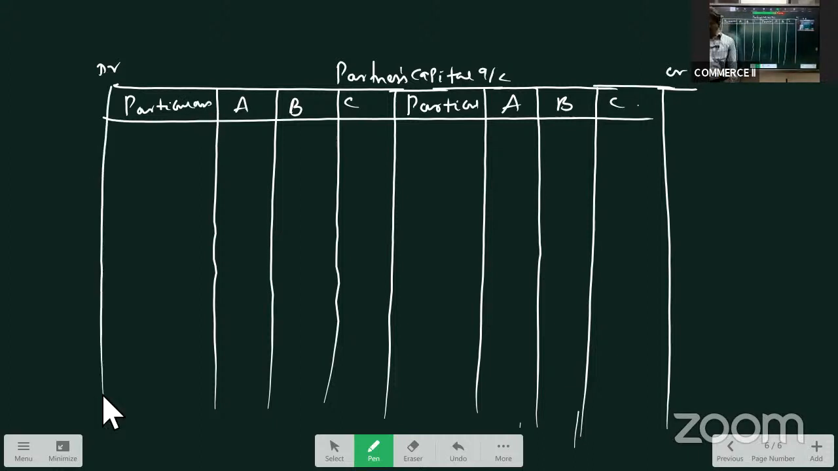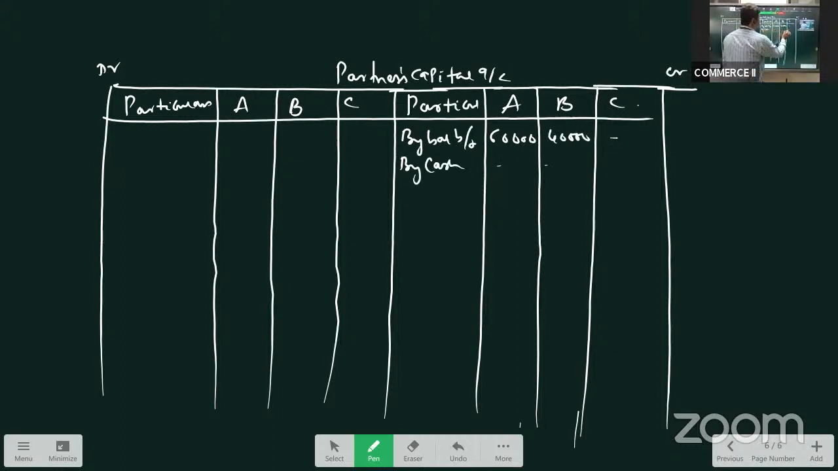So what are the items we get on the credit side? Usually we get 4 items. First one is capital, by balance brought down. A's capital is 60, B's capital is 40, and C has introduced 60,000.